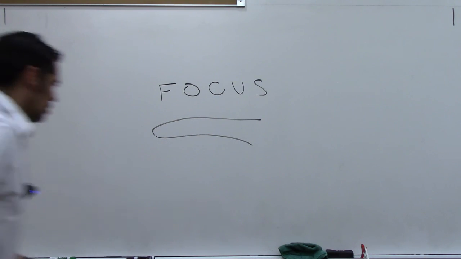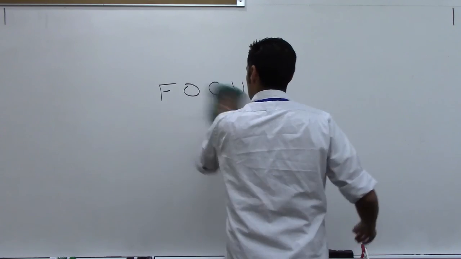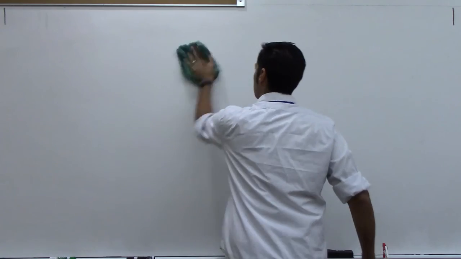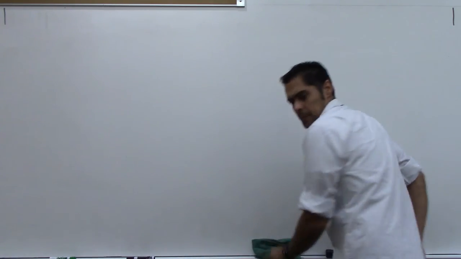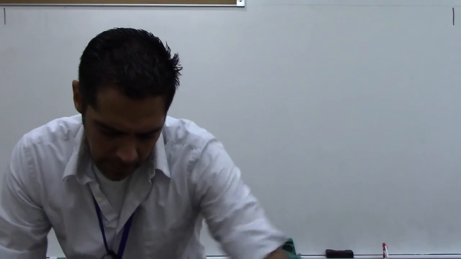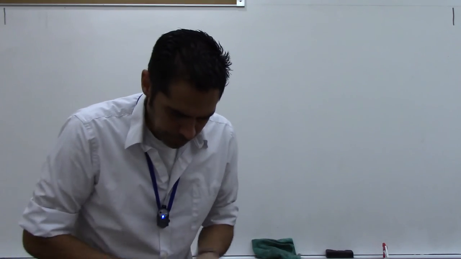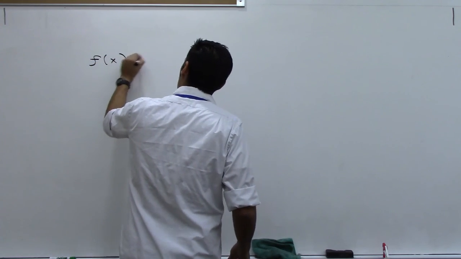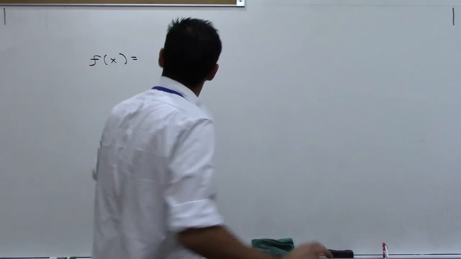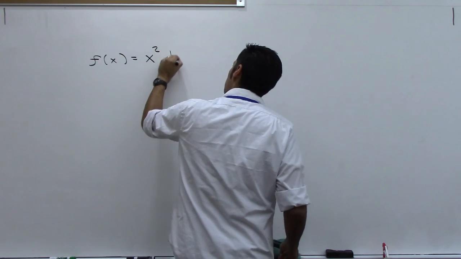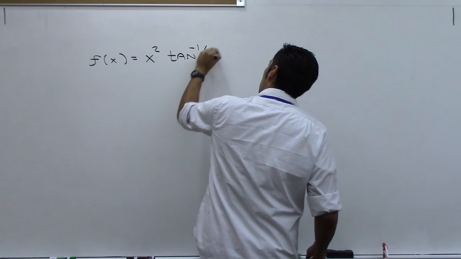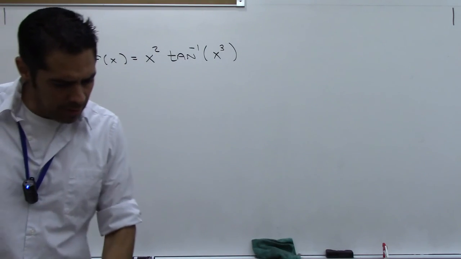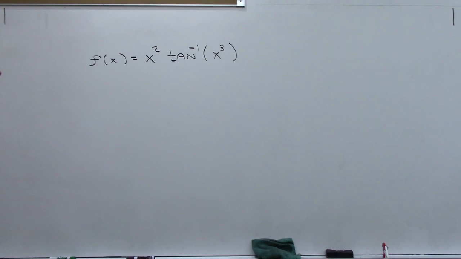Okay, I'm going to be working on number 16 from 8.5, I believe it was, or 8.6, I'm sorry. The problem was f of x equals x squared arctangent of x cubed. All right, so what we want to do is find a power series representation of the function.